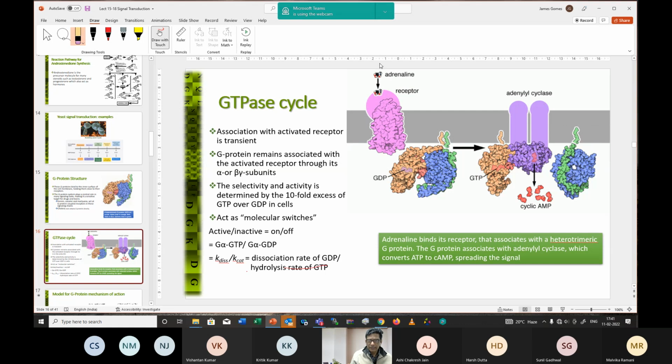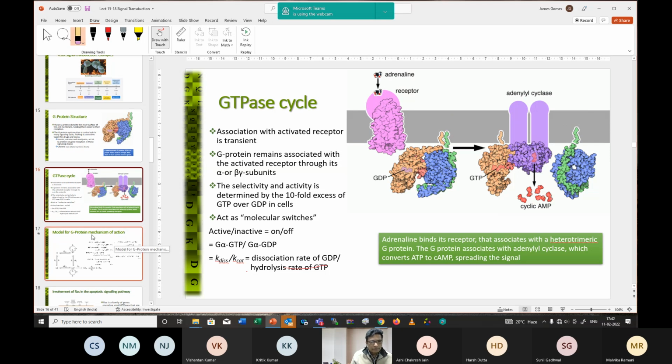So you can see that this will give you this here. As long as this binding is happening, because of the 10 times excess of GTP being present, it is going to churn out a huge amount of cyclic AMP before this stops. Of course, how it will stop and how this whole thing is reversed, there is a whole series of other stages which we will not discuss in this lecture.